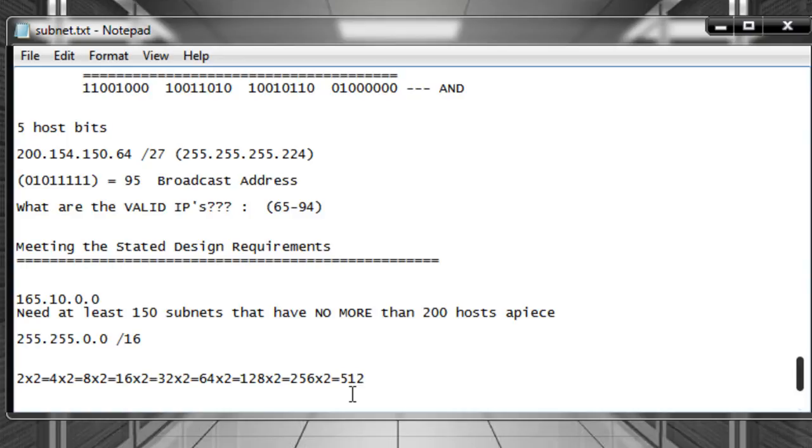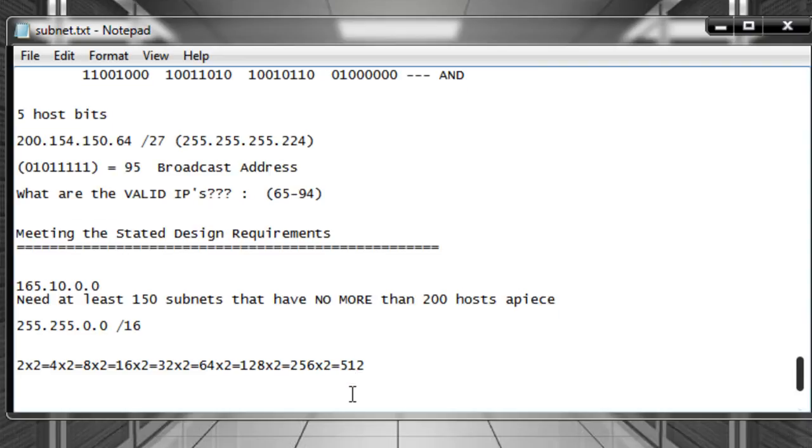So that results in 512 valid subnets, and that's 2 to the 9th. And that in turn leaves for host bits how many? That's 7 host bits. How many valid hosts is that going to be? Well, 2 to the 7th is 128. And that does actually meet the second requirement, if you look at it. So what we actually end up with is 9 subnet bits. We need 9 subnet bits, and 7 host bits.